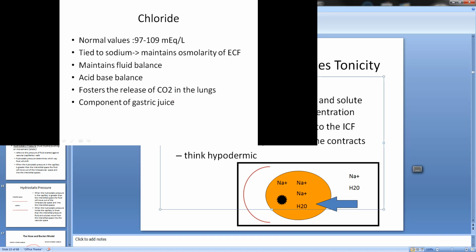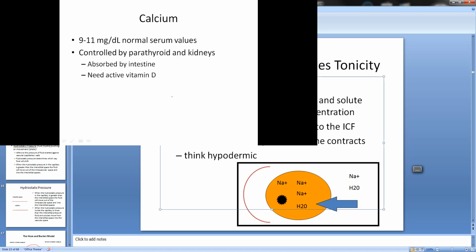Chloride is really largely just matched with sodium, as you well know, sodium chloride, and largely important for the maintenance of acid-base balance. Also fosters release of CO2 in the lungs and is a component of gastric juice.